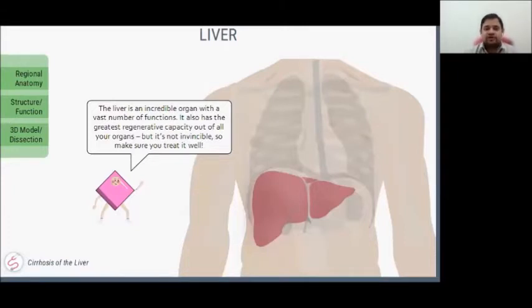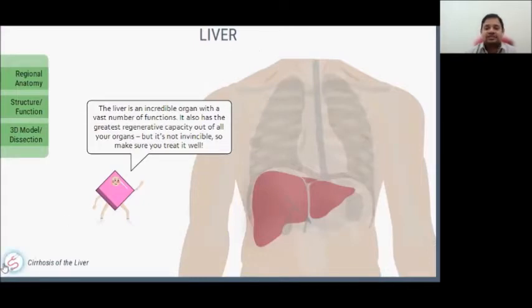So today we are going to talk about the liver in a very short manner, covering whatever is required for remembrance. As we know, anatomy can be divided into certain parts, and we normally follow regional anatomy. So what is the liver? The liver is an abdominal organ, as we all know, with a vast number of functions. It also has a great regenerative capacity out of all our organs, but it is not invincible. So make sure that we take care of our liver.